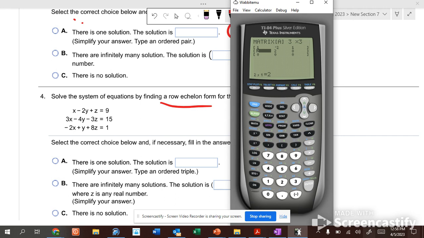So 1, -2, 1, 3, -4, -3, -2, 1, 8. Okay? Then I'll go second matrix, edit my B matrix. Instead of making it a 2x1, it's now a 3x1, which is 9, 15, and 1.